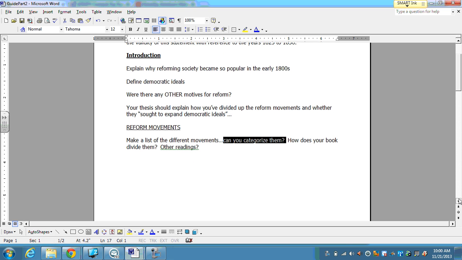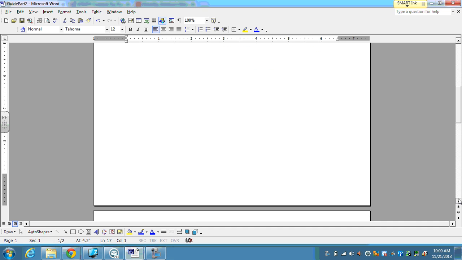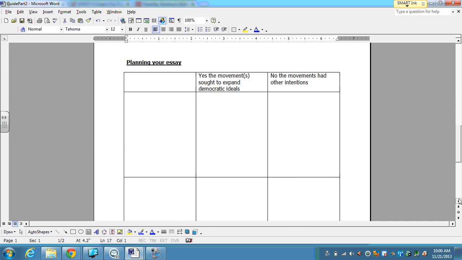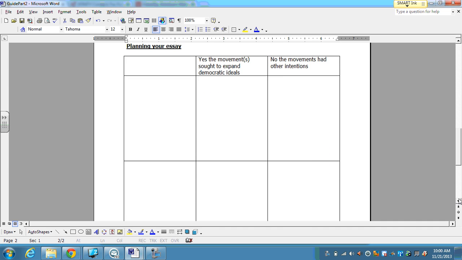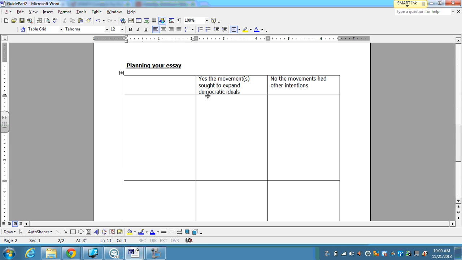After you've categorized them, what you need to figure out is how you're going to divide up your essay. All right, you're going to have 3 paragraphs, and I've put a second essay guide onto Edline for you, and you're going to need 3 paragraphs, and you're going to answer, did the stuff you're talking about seek to expand democratic ideals, or did it not?